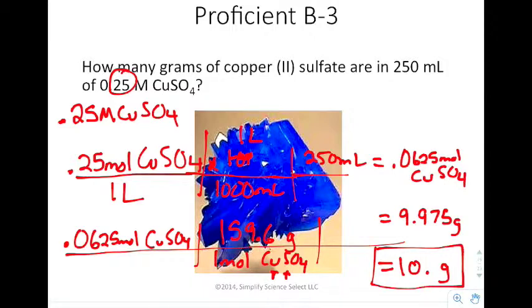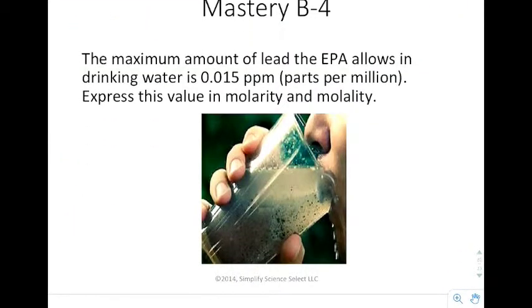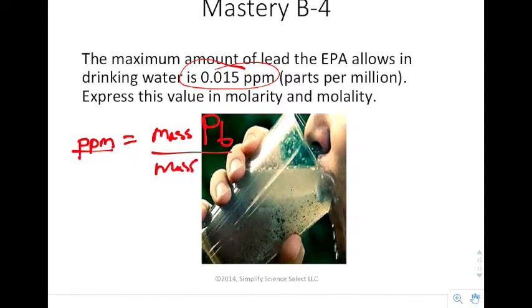The next one says the maximum amount of lead the EPA allows in drinking water is 0.015 parts per million. Express this value in molarity and molality. So the first thing we want to do is convert this. We know parts per million is equal to the mass of, in this case, lead divided by the mass of water. Generally speaking, these are both going to be in grams, or both in kilograms. So let's take a look at it from that perspective.